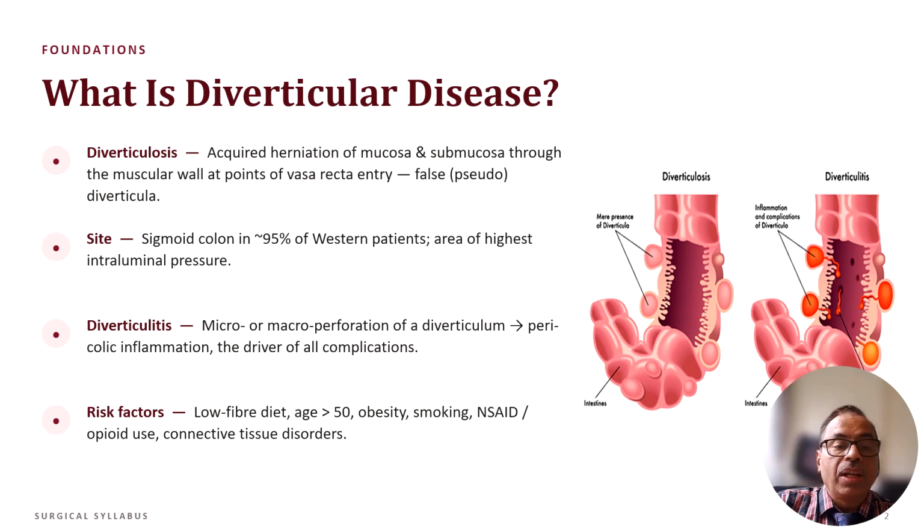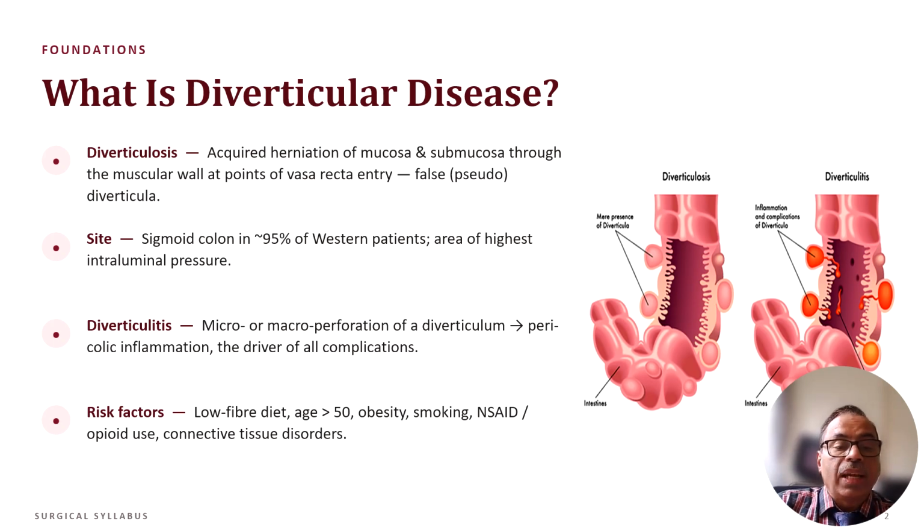And what are the diverticula? They are the acquired herniation of mucosa and submucosa through the muscular wall at the points of vasa recta entry. Now that point where the vasa recta enter into the gut wall is the weakest point of the gut wall. So whenever the intraluminal pressure rises, the mucosa and the submucosa may herniate through this muscular layer where the vasa recta enter into the gut, and that can lead to the development of diverticula, what we call diverticulosis, or the presence of diverticula without causing any symptoms.